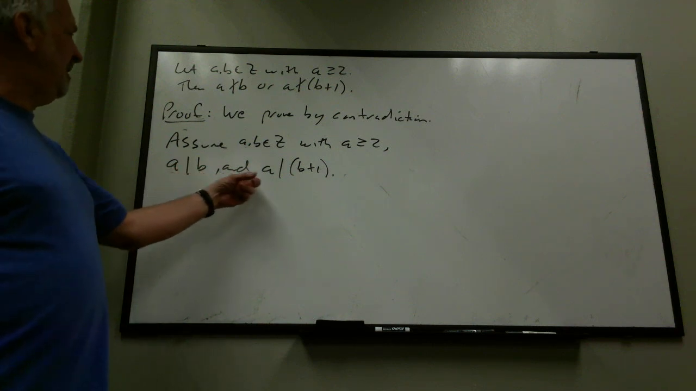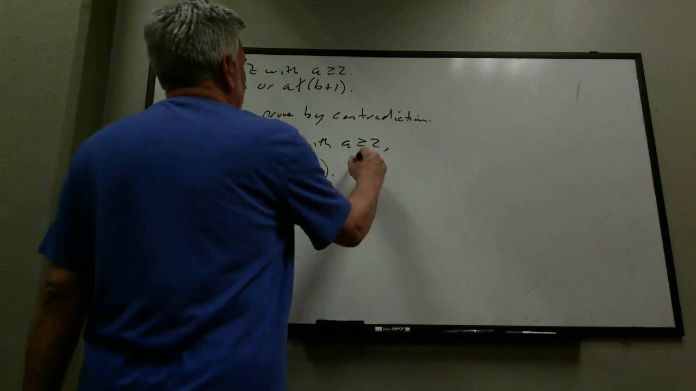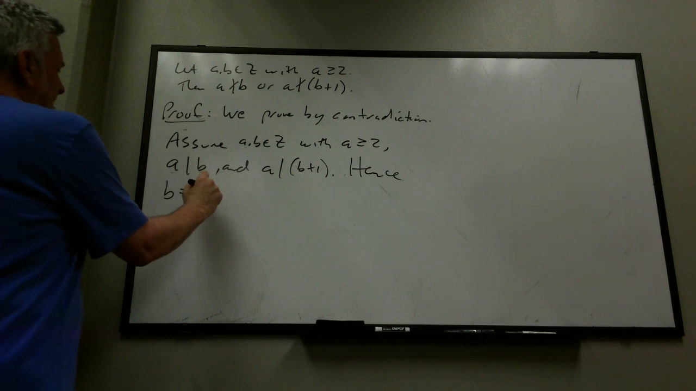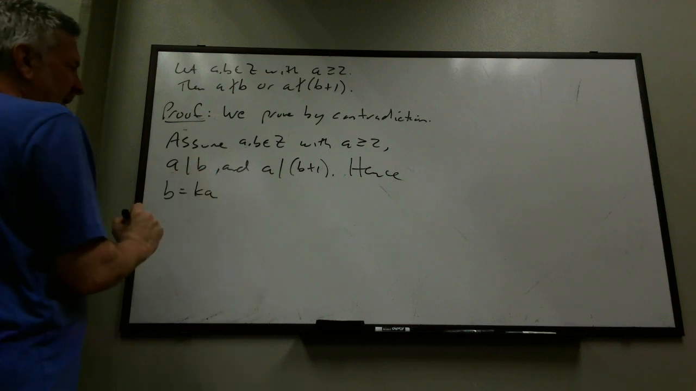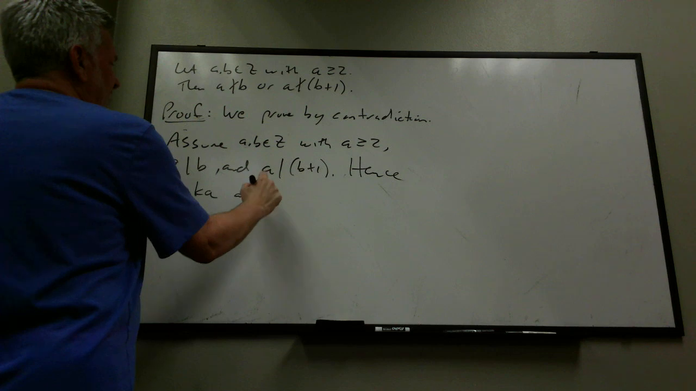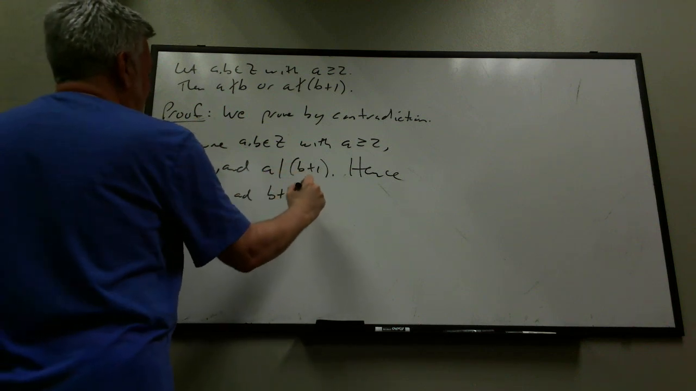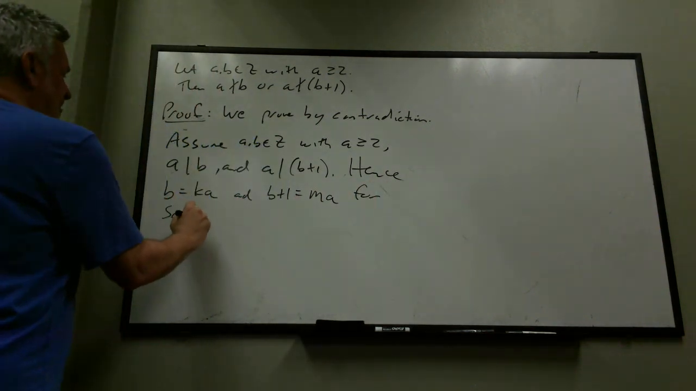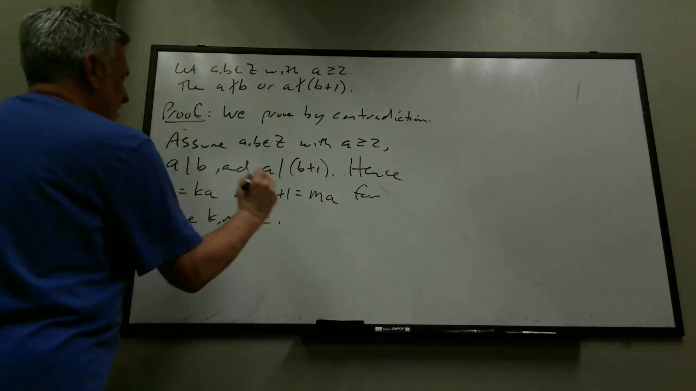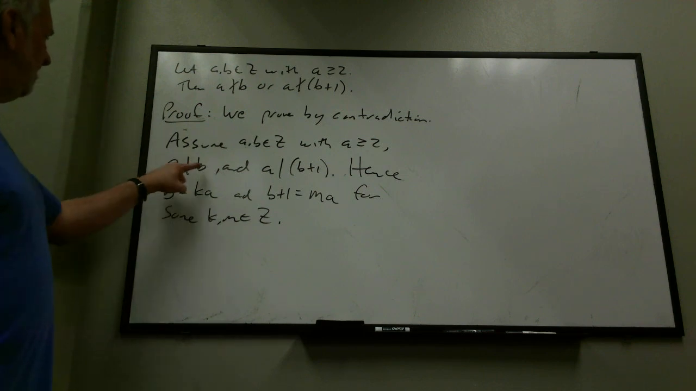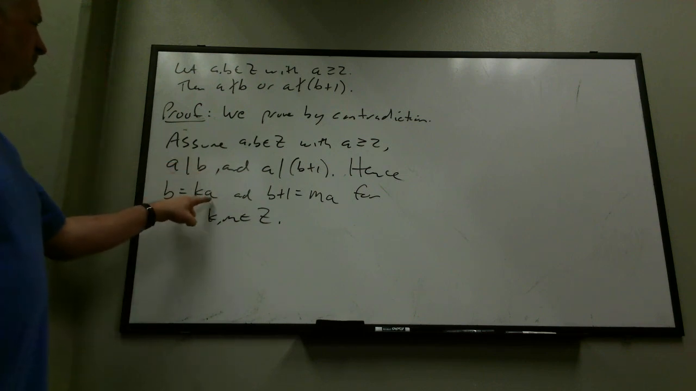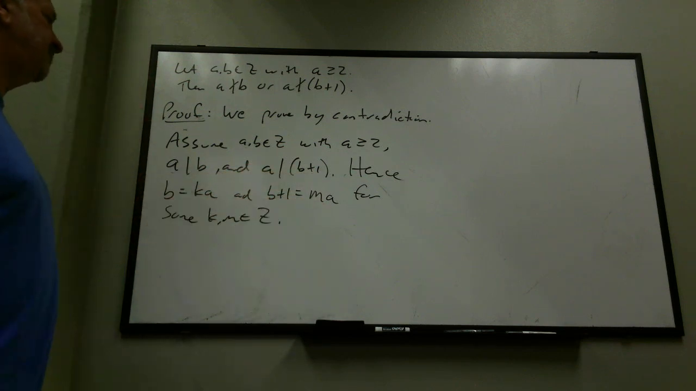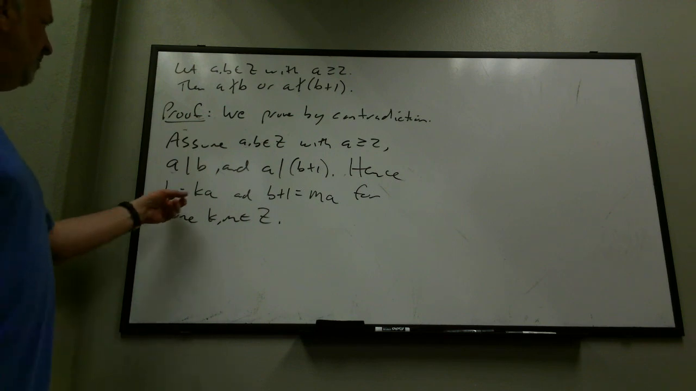Well, we have A divides B and A divides B plus 1. Okay, so what does that mean? If A divides B, that means B is KA for some K. And if A divides B plus 1, that means B plus 1 is MA for some K and M in Z. That's the definition of divisibility. Okay, fine. So we have these two equations to work with.